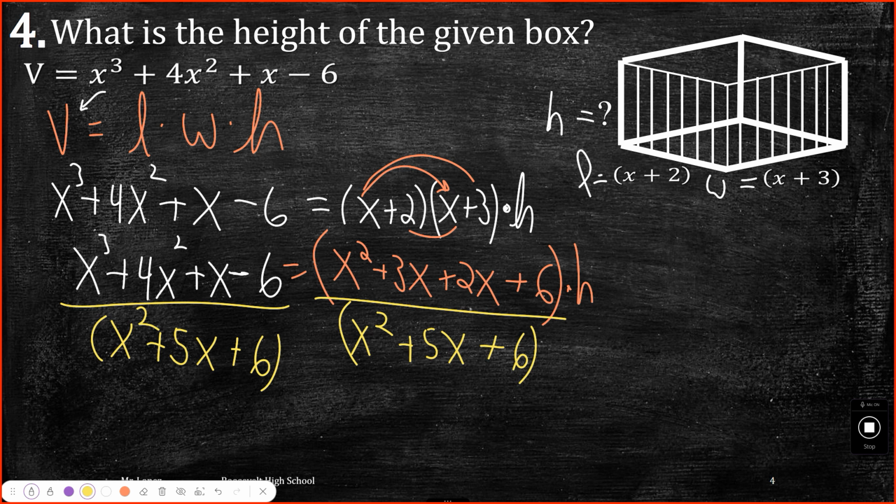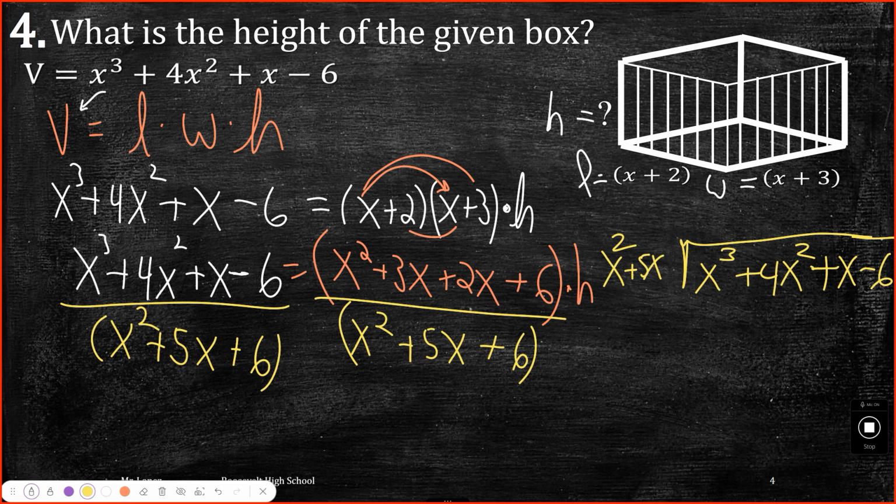So in long division, you're going to put in x to the third plus 4x squared plus x minus 6, and that is going to be divided by this x squared plus 5x plus 6. There's not that much space. All right, so I'm going to divide this into that. X squared times what is x to the third? That's going to be x.